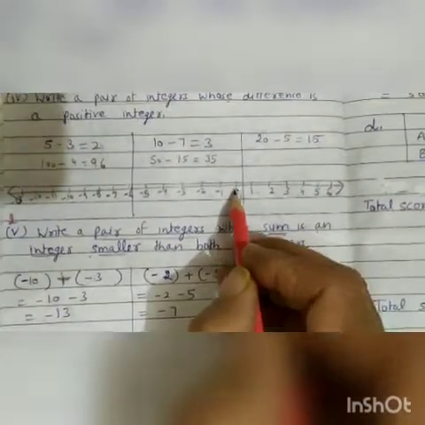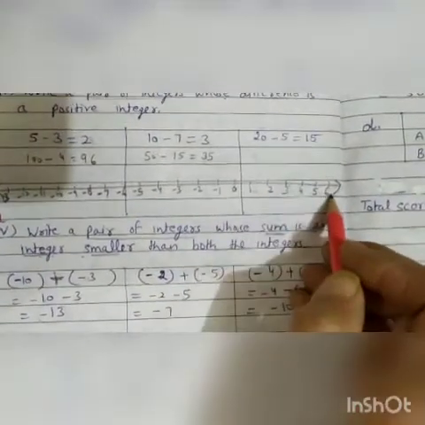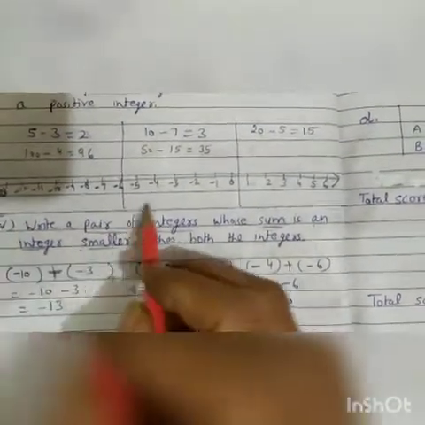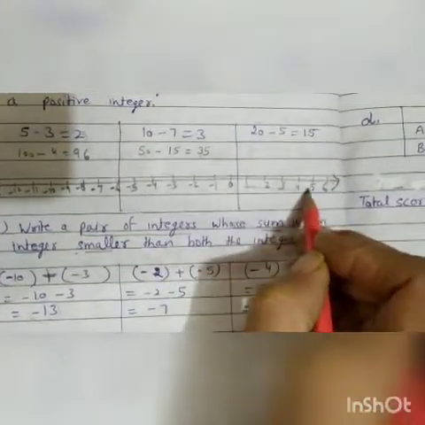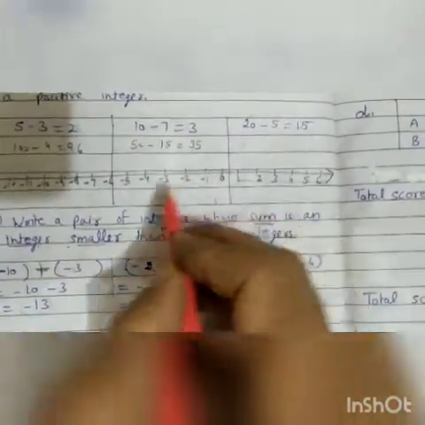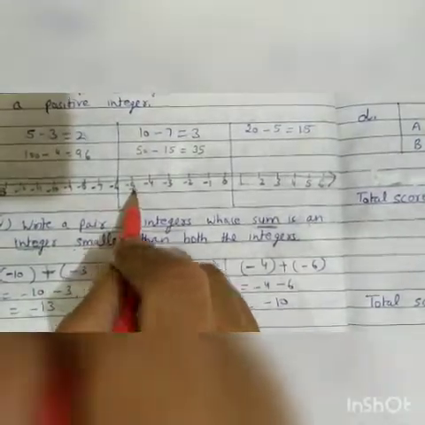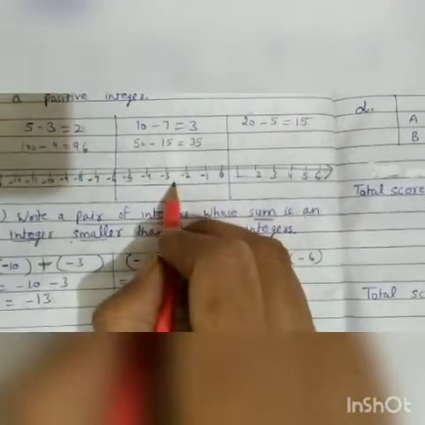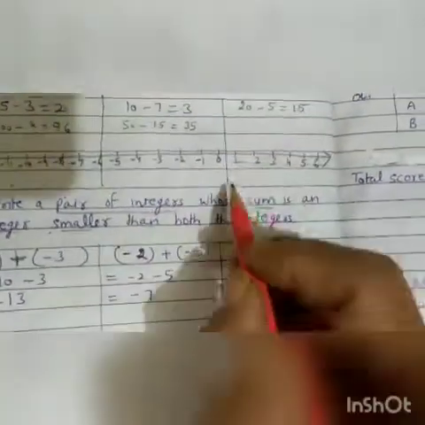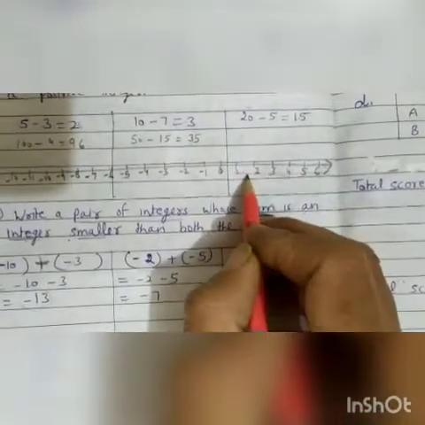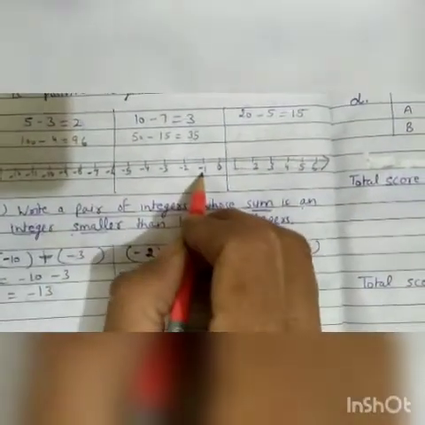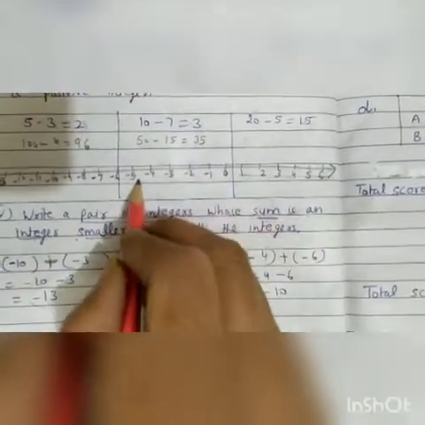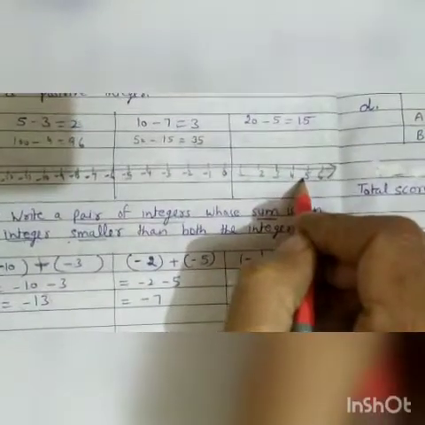Here I have written 0 and right side of this 0 there are positive integers and left side of this 0 are negative integers. Students, positive integers are always greater than 0 and negative integers. 0 is smaller than positive integers, but 0 is greater than negative integers. Negative integers are smaller than 0. Negative integers are smaller than positive integers.